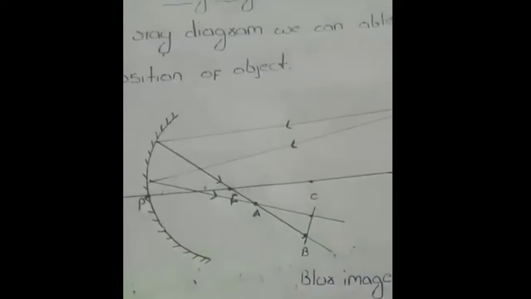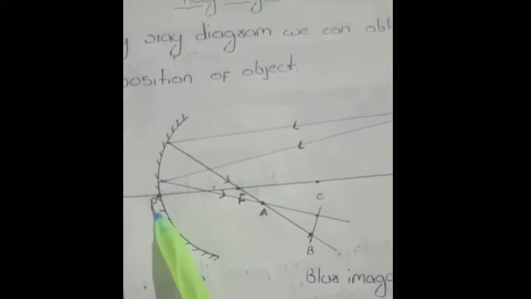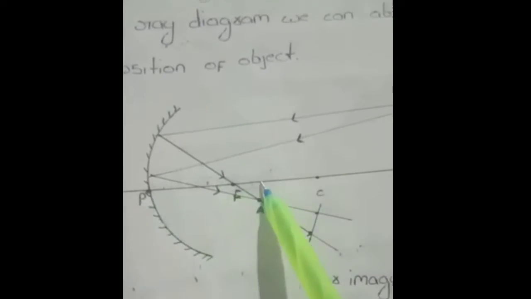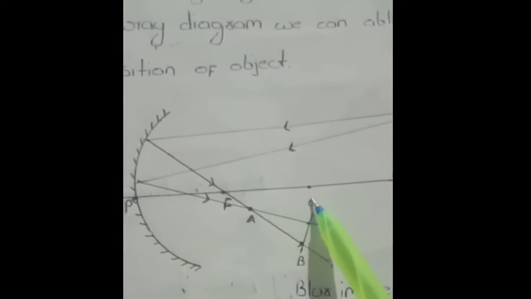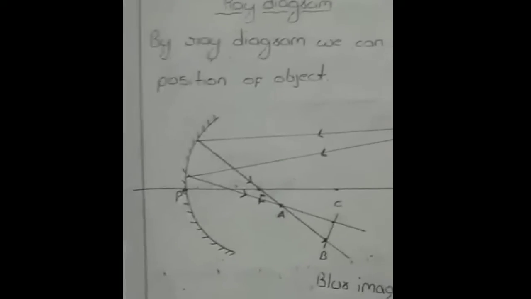See friends, this is a concave mirror. This is the reflecting surface. This is the principal axis. Pole, the midpoint of the mirror. P denotes the pole. F means focus. C means the center of curvature. This is a candle. Now I am explaining this diagram. Listen carefully, friends.